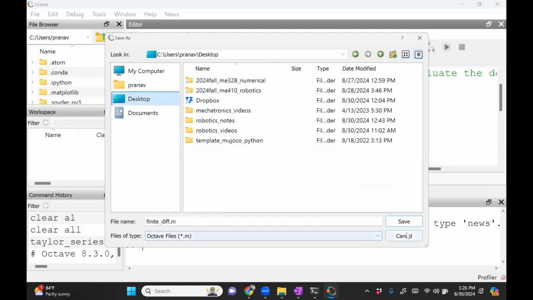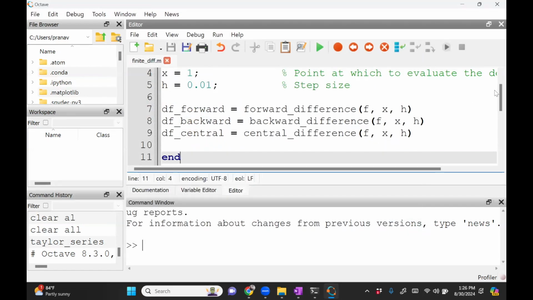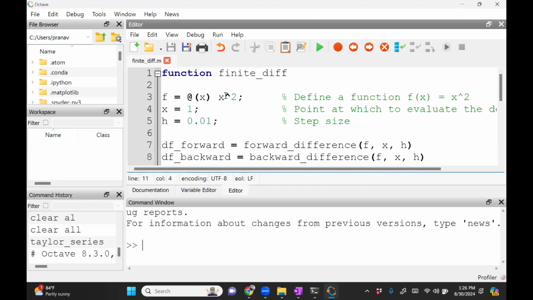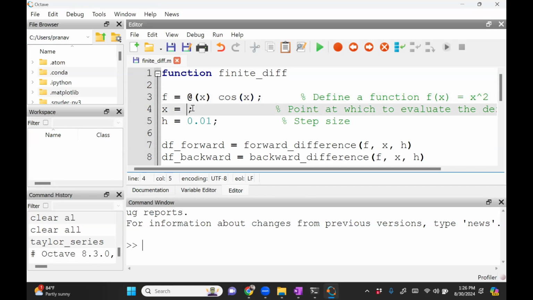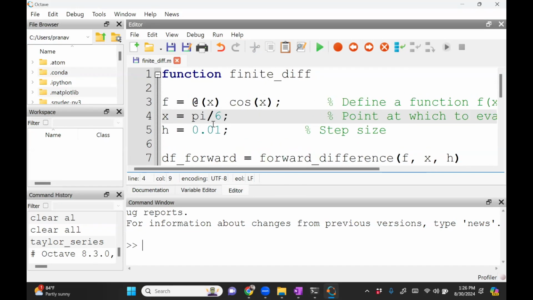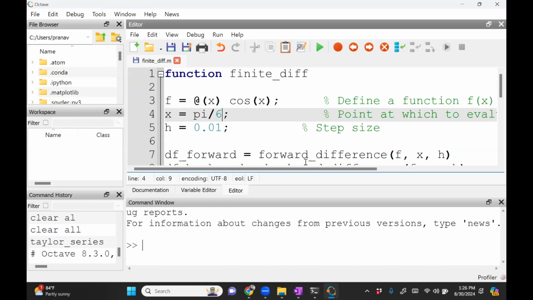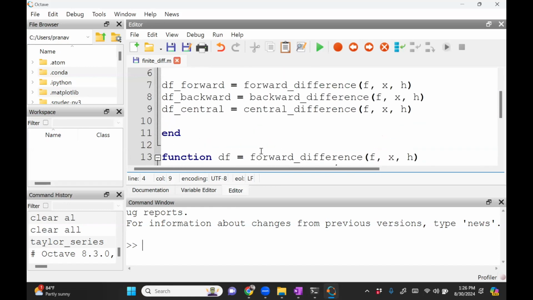Save it at desktop. Okay, now I want this to be for not x squared, but cosine of x. I want it at pi divided by 6, and then h should be 0.1. That's what I wanted the first time. So let's run this and see what happens.